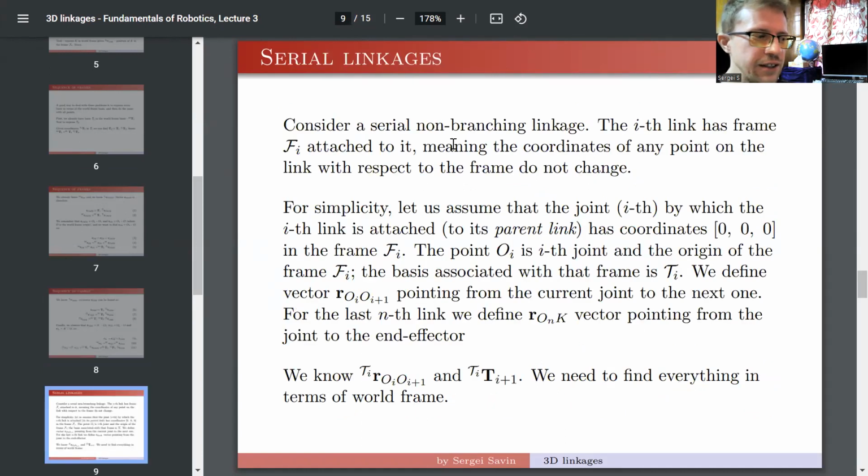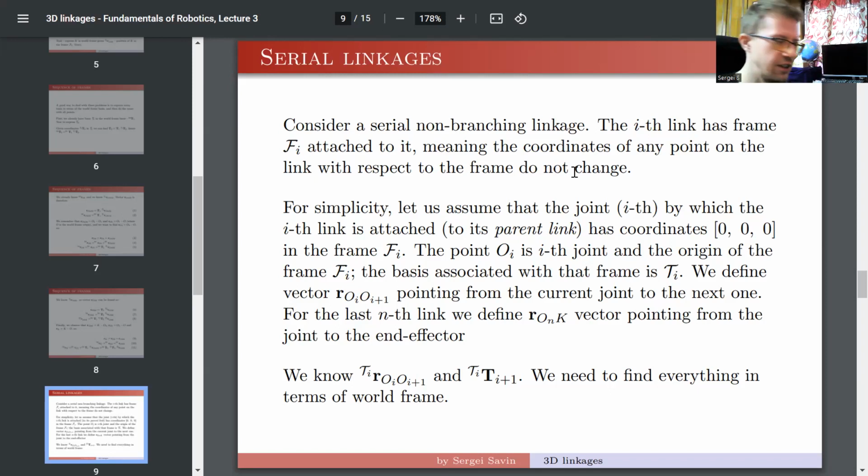Now let us consider a serial non-branching linkage. The ith link, so link number i, has a frame Fi attached to it. So coordinates of any point on this link with respect to the frame do not change. This is a subtle and maybe not really well put definition.